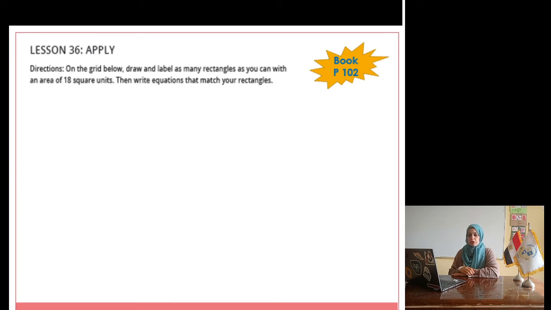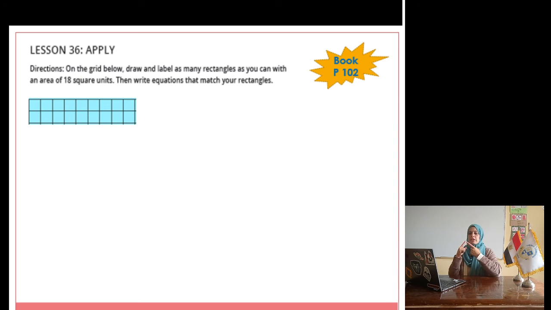Book page 102. On the grid below, draw and label as many rectangles as you can with a square area of 18. Then write the equations that match your rectangles. Let's think together. The number 18. What are the numbers that when you multiply together, they will give you 18?